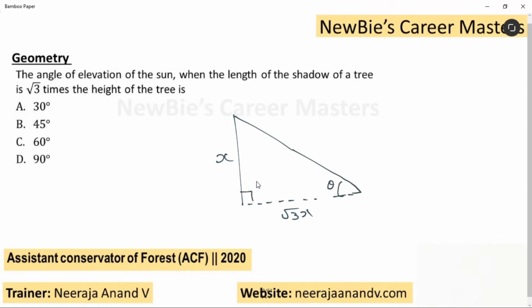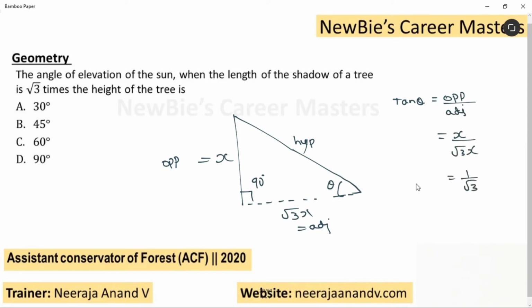Okay, this angle is 90 degree. So this will become opposite. This will become adjacent. And this is hypotenuse. Correct? No. Now, see, we know opposite and we know adjacent. Can we use tan theta for this? Yes, this comes under trigonometry. In trigonometry, tan theta is equal to opposite divided by adjacent. Correct? No. The opposite value is x. The adjacent value is √3 x. We get this as 1 by √3. Tan theta. Okay. Now, just find this theta value. After this, it is very simple, no?